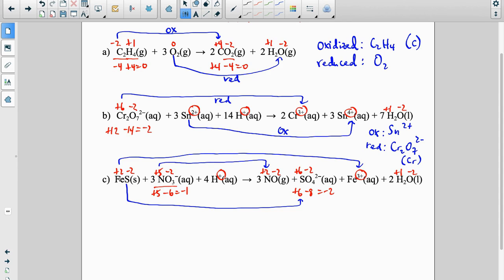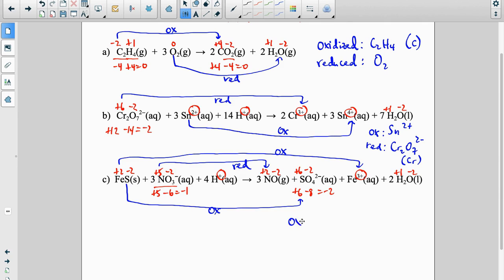Okay, so here for the iron, we're going from +2 to +3. The number is going up. We're losing electrons. That must be an oxidation. The sulfur goes from -2 to +6. Again, the number is going up. This, again, is an oxidation. The nitrogen is going from +5 to +2. The number is going down. It's gaining electrons. That is a reduction.